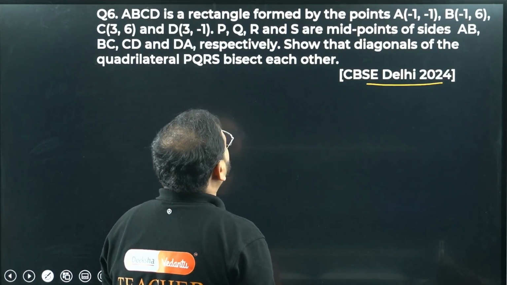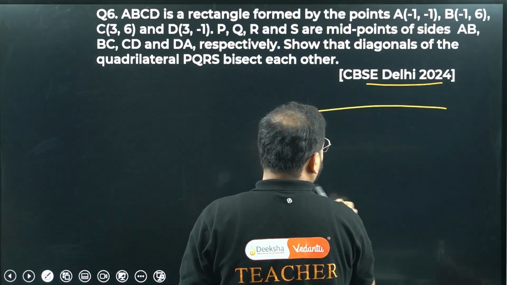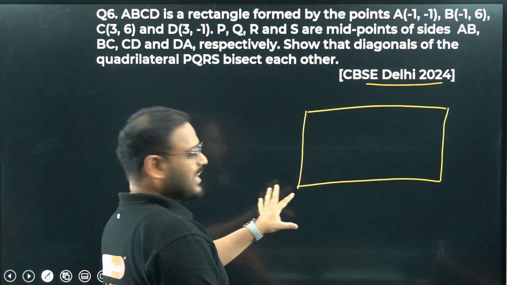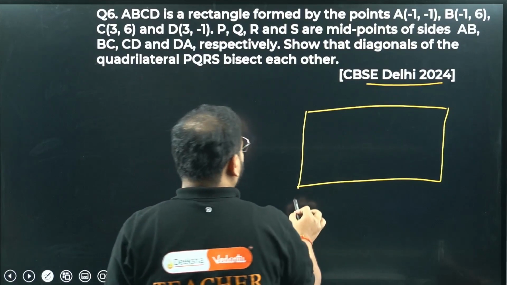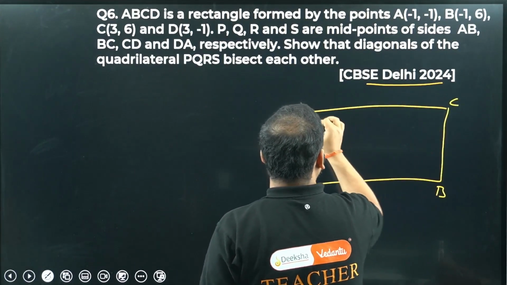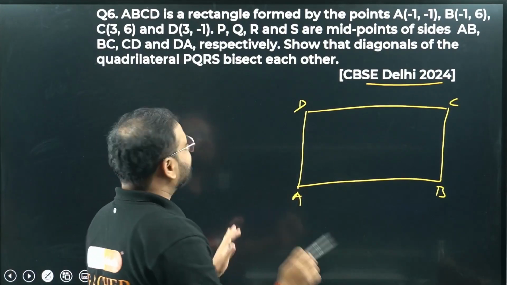So ABCD is a rectangle, right? So draw a rectangle first. ABCD is a rectangle. Looks like a rectangle, no? Yeah, please accept it. It's a rectangle. Okay. A, B, C, D. I'll write the coordinates also at the same time, with the figure.